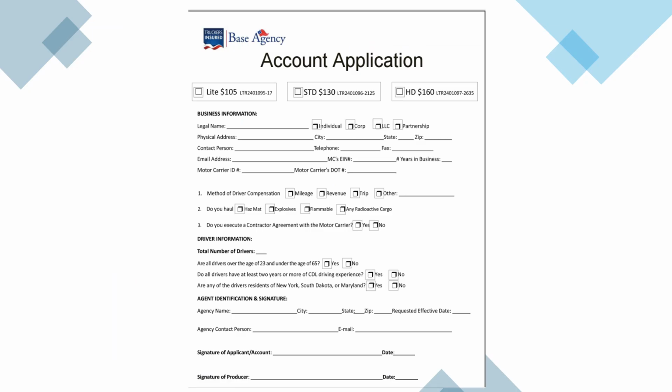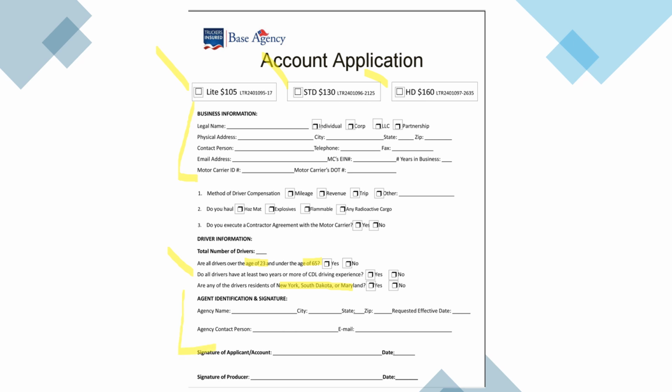So for the account, they simply choose good, better, or best, and fill in basically just their basic information. What we're looking for here, because part of making this easy, is that their drivers are all above 23 or below 65, that they've got 2 years driving experience, and not in New York, South Dakota, or Maryland. Now, if any of these are triggered, it doesn't mean that they're locked out of getting an occupational accident. It means we just have to do some more underwriting, and it won't be as easy. It'll still be simple, but there's an extra step or two.